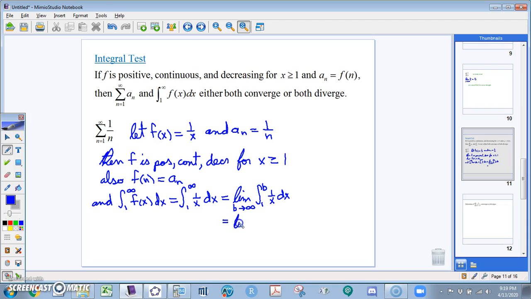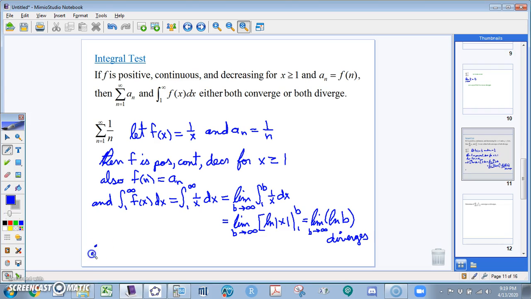That gives me the limit as b goes to infinity of the antiderivative, which we know is the natural log of the absolute value of x, and we're going to evaluate that from 1 to b. That is equal to the limit as b goes to infinity of the natural log of b, because b is a positive amount so I can drop the absolute value, and the natural log of 1 is 0. And that diverges. It goes to infinity.